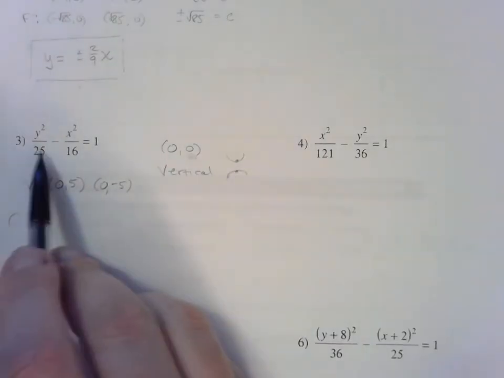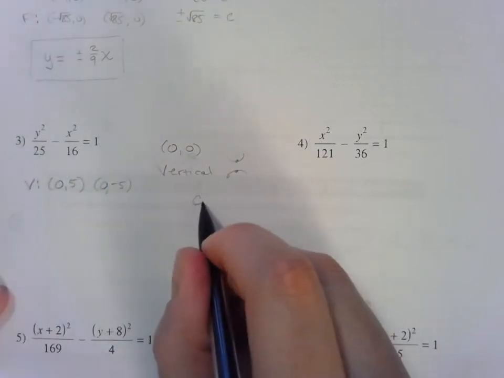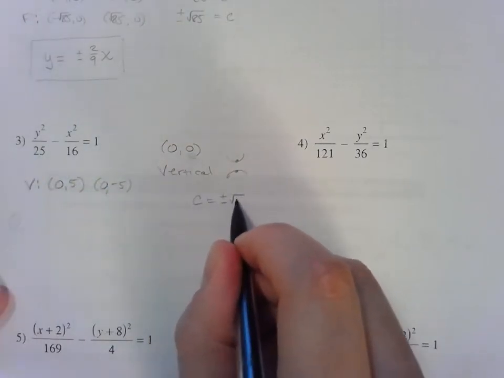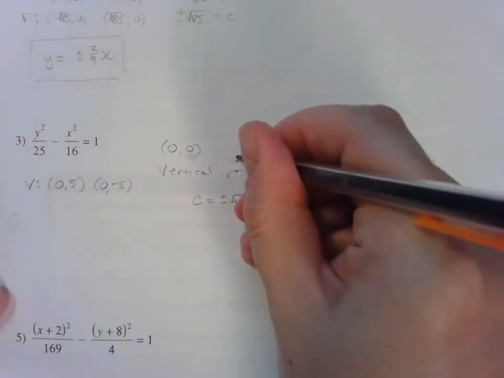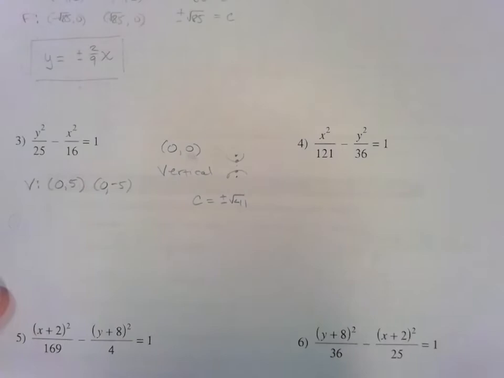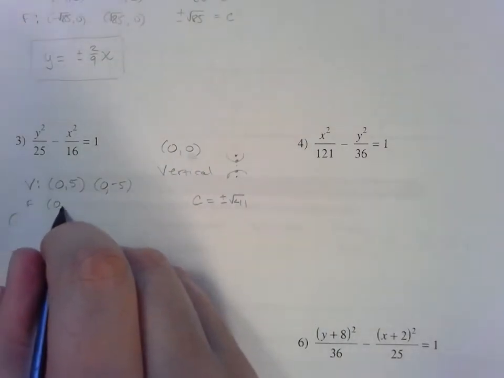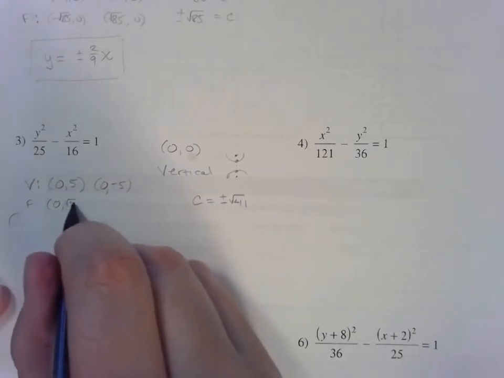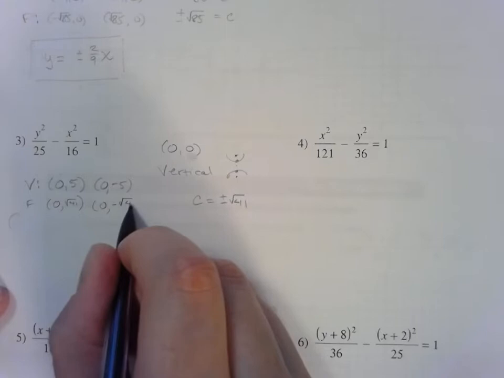Our foci, let's add up 25 and 16. That's 41. So C equals plus or minus square root of 41. We're going to add that again to the y-coordinate of our center. So our foci are 0 comma root 41, and 0 comma negative root 41.